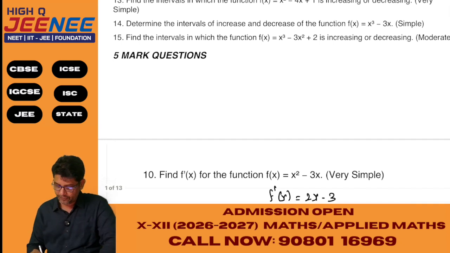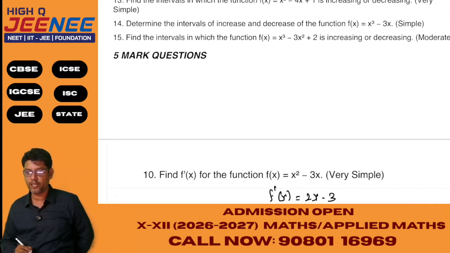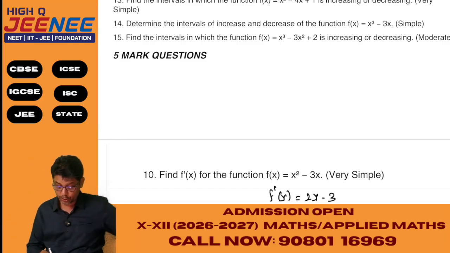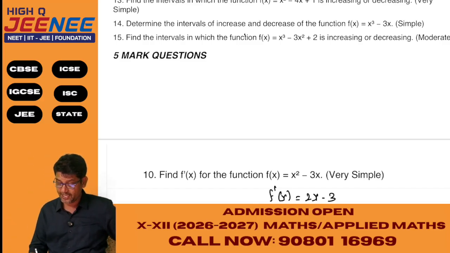Determine the intervals of increase and decrease of the function f of x is equal to x cube minus 3x. Can you please try this on your own now? Yes, my dear. Can you try this on your own? Determine the intervals of increase and decrease of the function f of x is equal to x cube minus 3x.